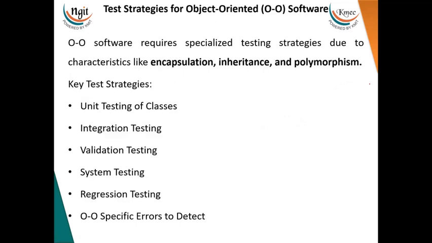Now, test strategies for object-oriented software. Object-oriented software requires specialized testing strategies due to characteristics like encapsulation, inheritance, and polymorphism. The key test strategies are given below: unit testing, integration testing, validation testing, system testing, regression testing, and object-oriented specific errors to detect. We'll talk about them one by one.